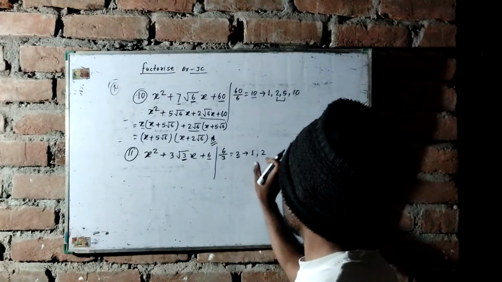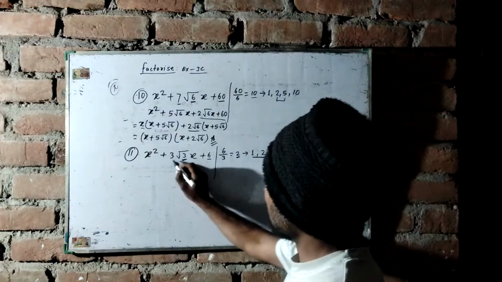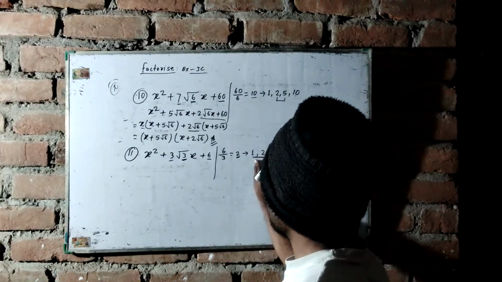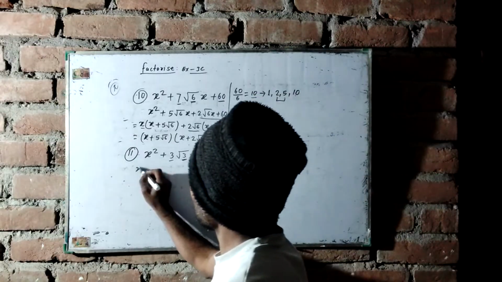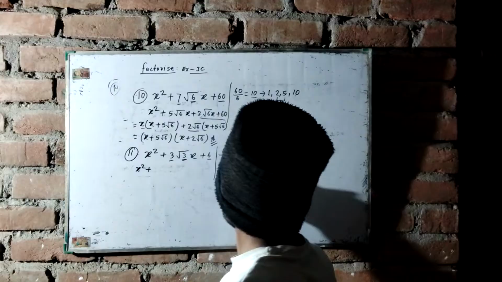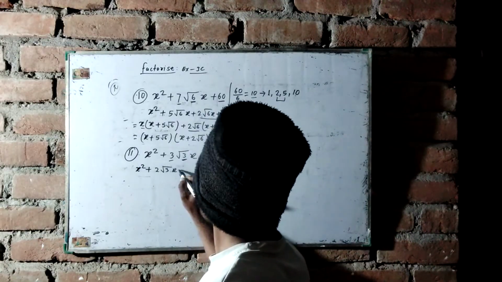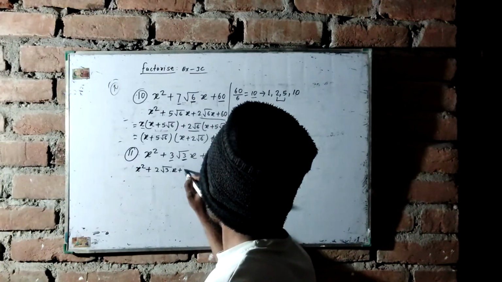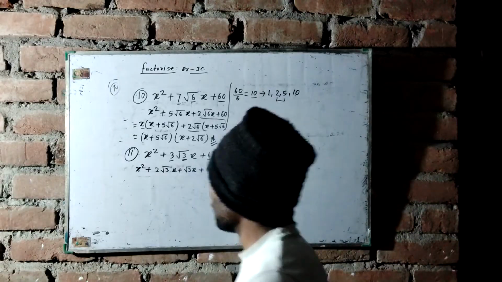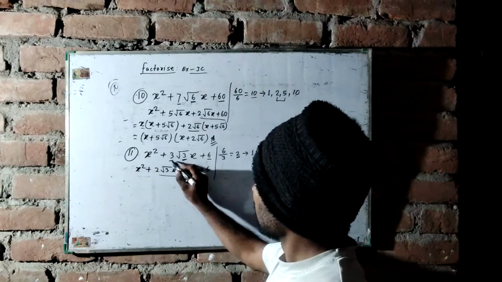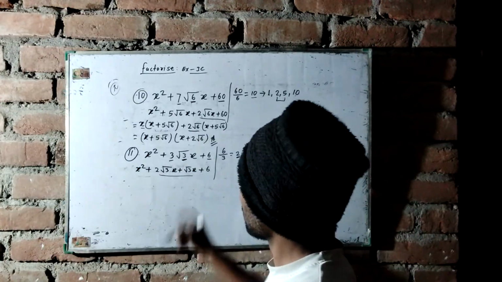Okay, now take root 3 with two numbers, because their sum will be 3 and their product will be 2. So now we can write x square plus 2 root 2 under root 3x plus root 3x plus 6, because their sum will be 3 under root 3x and their product will be 6.